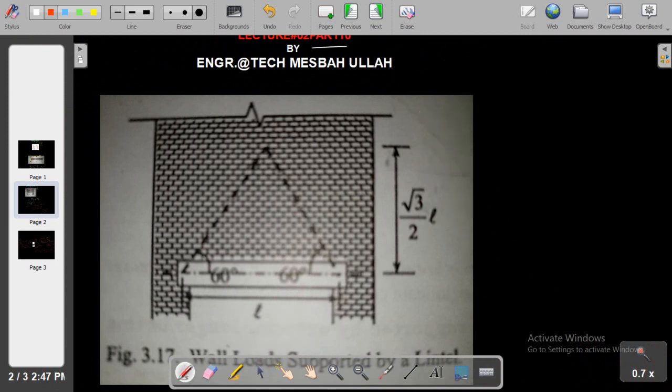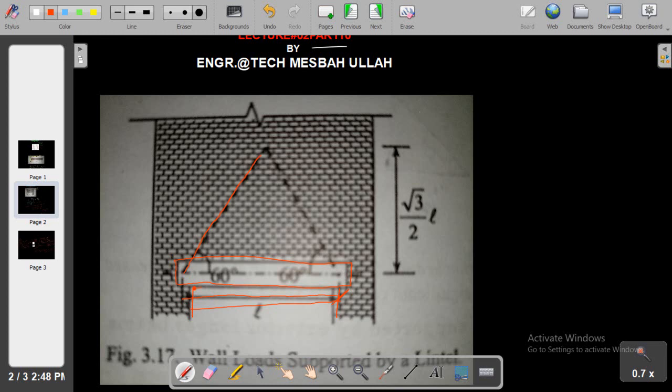Remember that this is my lintel and this is the clear span of my lintel. So here we can see the lintel beam, right? This is the lintel beam, and here you can see this is my effective span, which is some distance inside the wall.